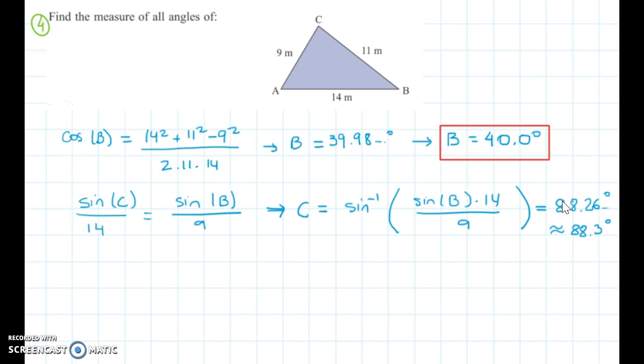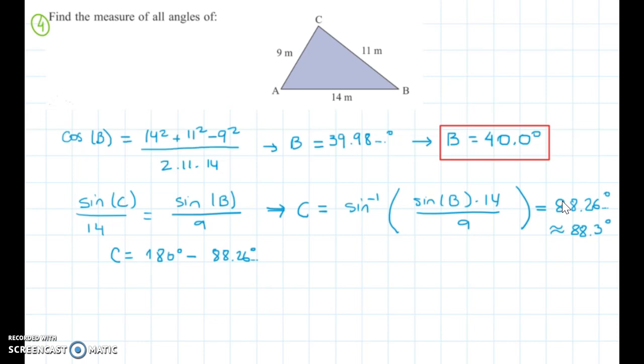Now, some of you at this point tried to see if there was another possibility. So if it could be that the angle at C is actually equal to 180 minus the result we got over here, 88.26 approximate degrees. I understand why you did that: it is because we are applying the sine law and then we are finding the inverse of the sine function.